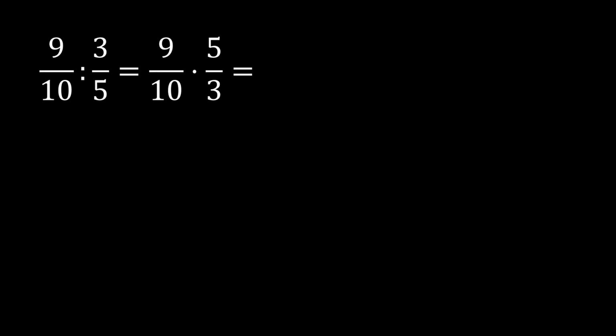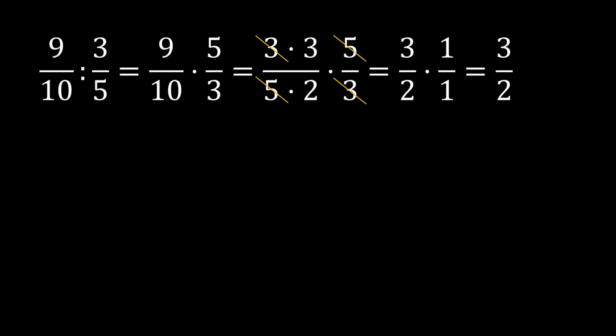Next, simplify the numbers, so we get 3 times 3 over 5 times 2 times 5 over 3. That's 3 times 3, divided by 5 times 2 times 5 divided by 3. Canceling 3's and 5's, we get 3 over 2 times 1 over 1, which is 3 over 2. That simplifies to 3/2, or 1 and 1/2.